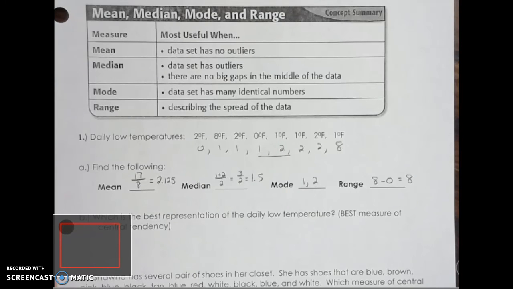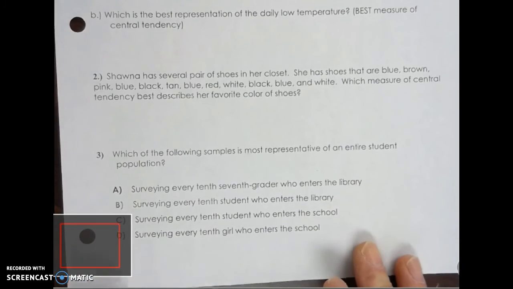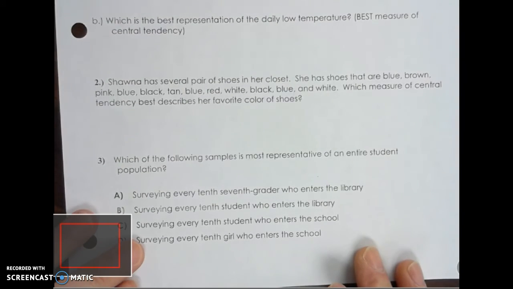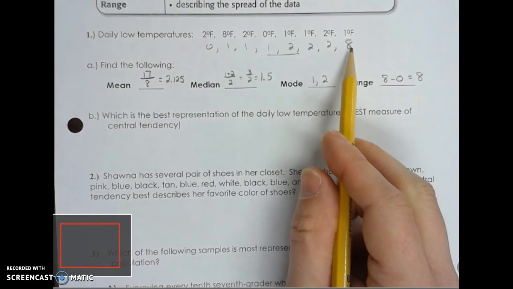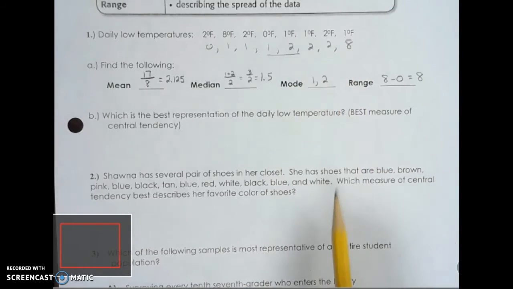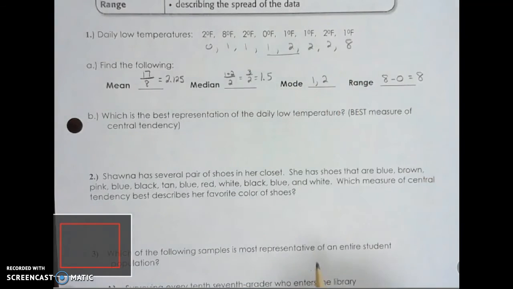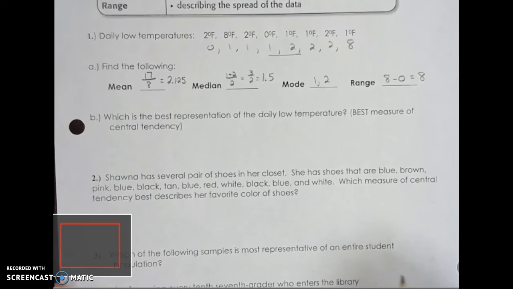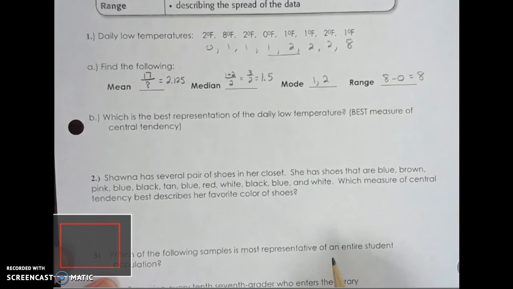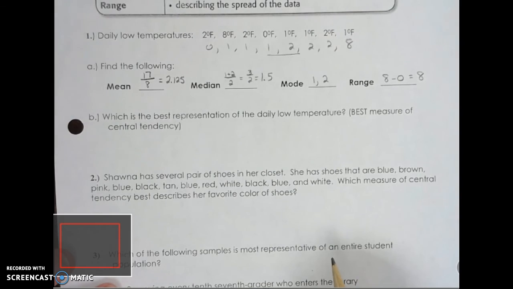In part B, they want to know which measure of central tendency best represents the daily low temperature. Well, I would argue in this case that the temperature at 8 degrees is significantly higher than most of the data, and so I'm going to say that 8 is an outlier. When there's an outlier in your list, then you're going to have to use the median. The median is resistant to outliers when the mean is not. If there wasn't an outlier, we would choose the mean. If the data wasn't numerical, well, that's when we would choose the mode. But since there's an outlier here, we're going to have to choose the median.